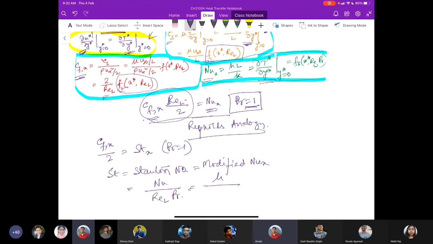which is basically H by rho Cp, and I mentioned here U infinity just to make it clear that it is a free stream velocity. So it is the average fluid velocity. So Stanton number is also a dimensionless heat transfer coefficient. Like the Nusselt number, it is further modified with the Reynolds number and Prandtl number.